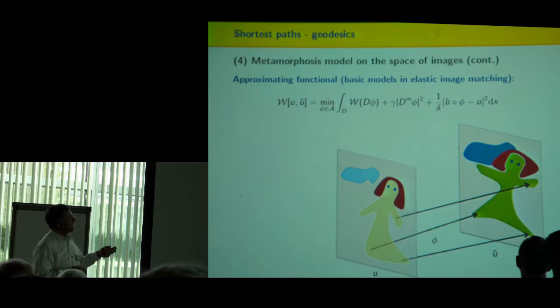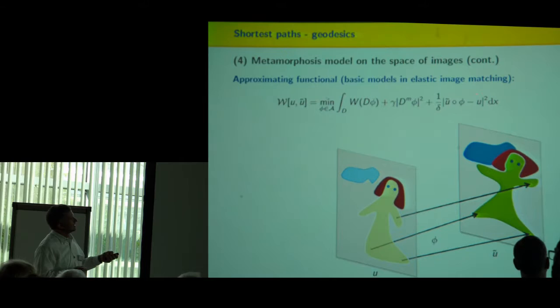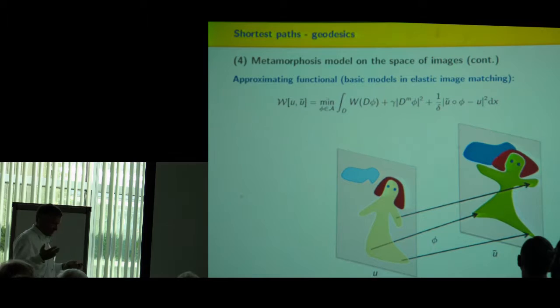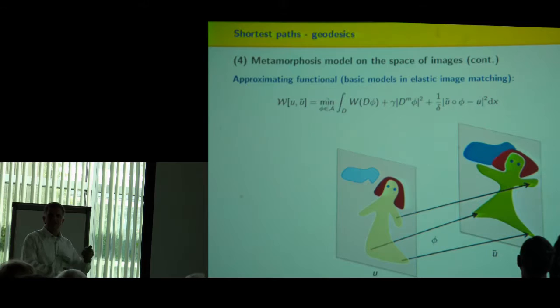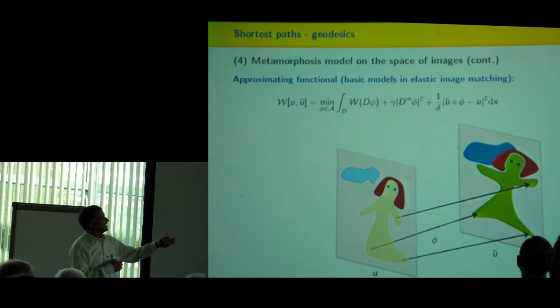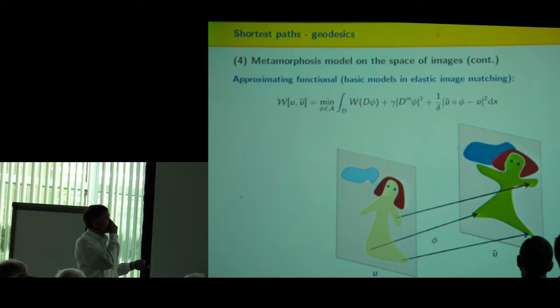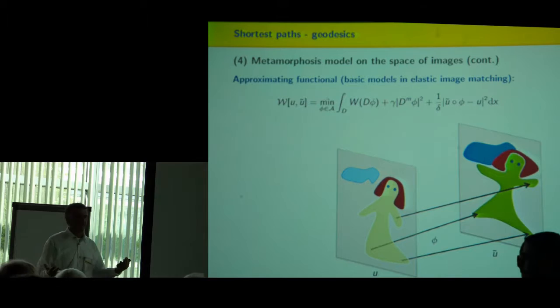And this simple term, you all know if you have once done something on or read something on image registration, this is the most basic fidelity term in image matching. We have two image intensities. If we ask for a deformation such that the L2 distance of a transformed image and the undeformed reference image is as small as possible. So this function here is something which is very well known from image registration.